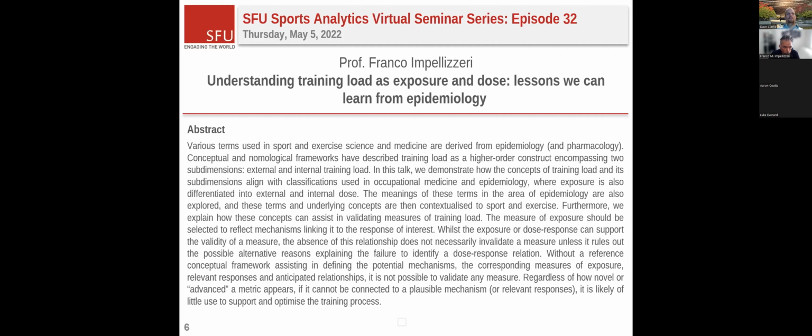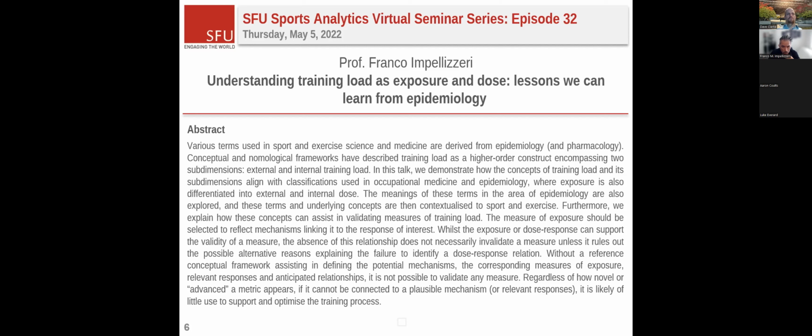So in terms of the talk today, he's basically going to go through some of the various terms used in sport and exercise science and medicine that are derived from epidemiology and also the field of pharmacology. So conceptual and nomological frameworks have described training load as a higher order construct encompassing two subdimensions, external and internal training load. In this talk, he will demonstrate how the concepts of training load and its subdimensions align with classifications used in occupational medicine and epidemiology, where exposure is also differentiated into external and internal dose. The meanings of these terms in the area of epidemiology are also explored, and these terms and underlying concepts are then contextualized to sport and exercise.